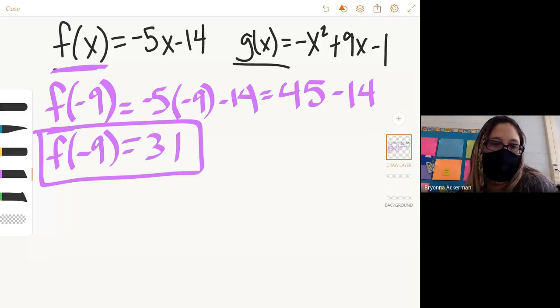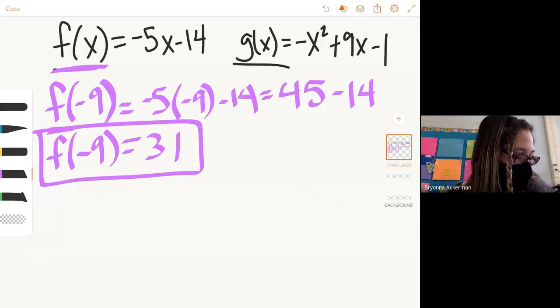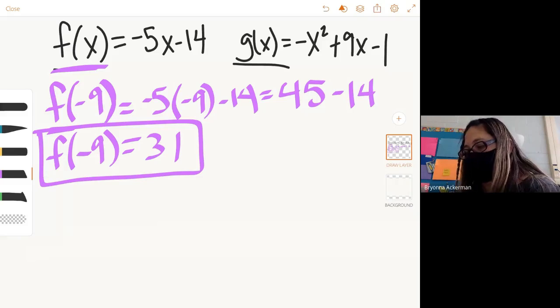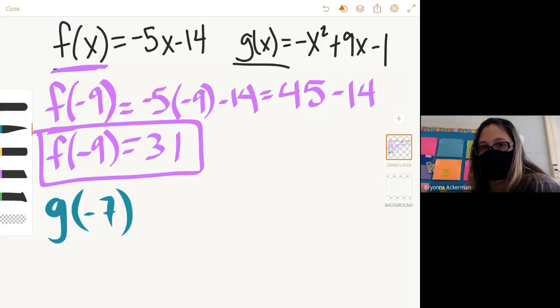Okay. Now if I look at a different problem, let's go to number 4 on the examples. Number 4 says g of negative 7. So you don't do anything to the 31. That's the answer.